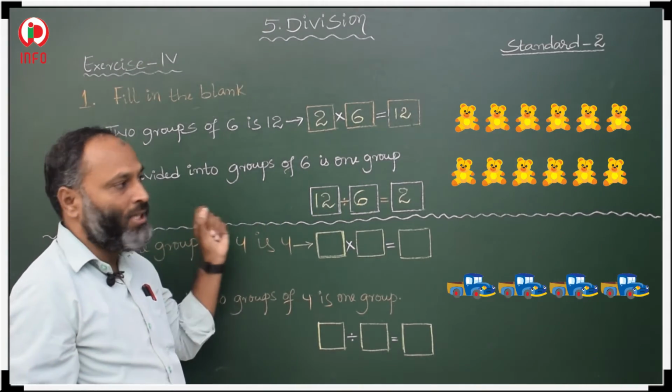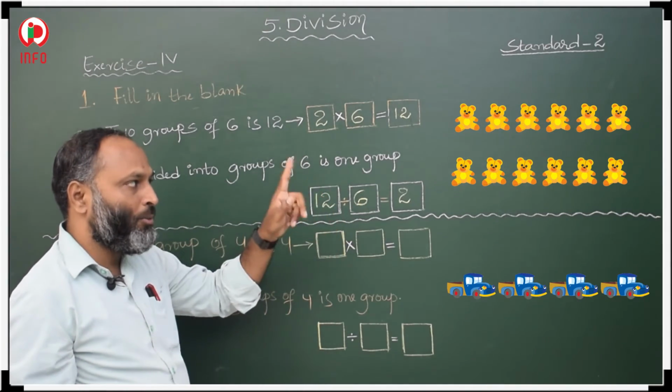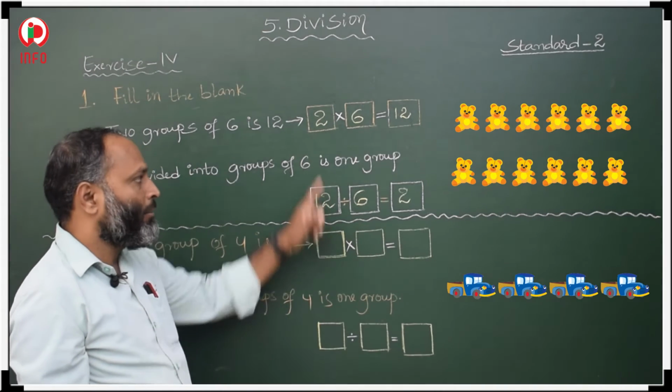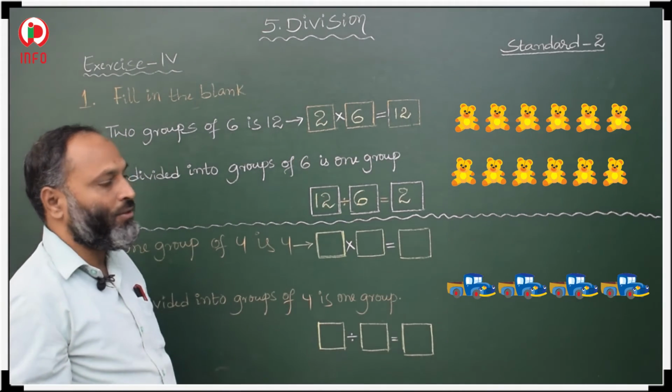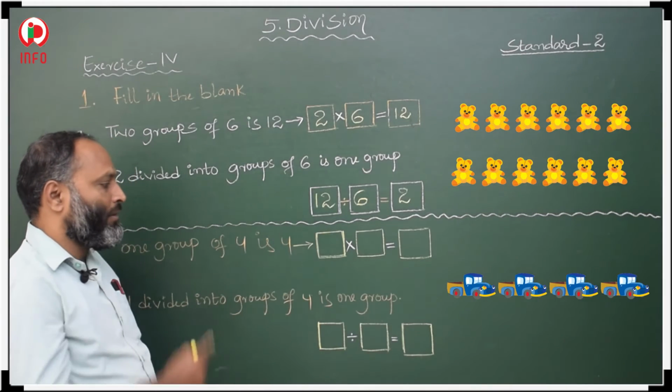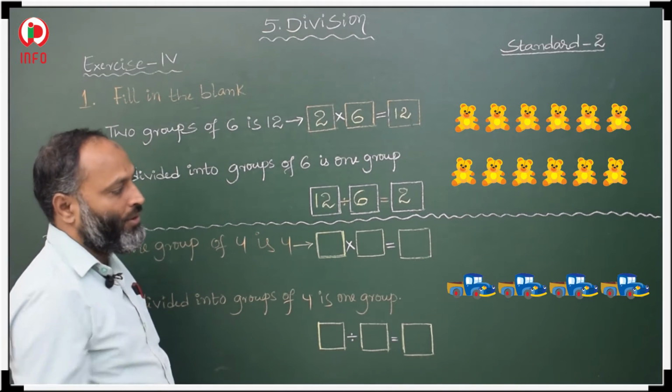In one group, 6 dolls were there. Then how many groups can we form? That we have to write here. This is a division fact. Multiplication fact and division fact are over. Next, here trucks. How many trucks were given? 1, 2, 3, 4. 4 trucks were given.